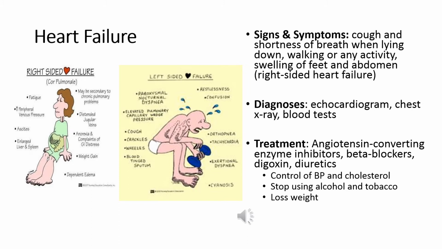Certain medications can improve heart performance and decrease the amount of work the heart has to endure. Angiotensin converting enzyme inhibitors, beta blockers, and digoxin are common medications. Diuretics, sometimes referred to as water pills, allow the body to eliminate excess amounts of fluid. And also, you can control blood pressure and cholesterol, stop using alcohol and tobacco, and lose weight.